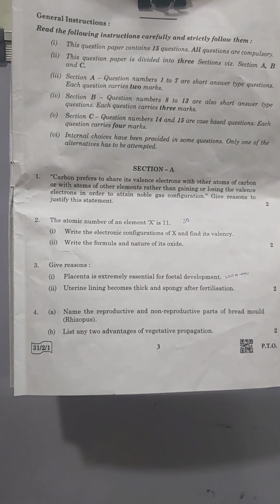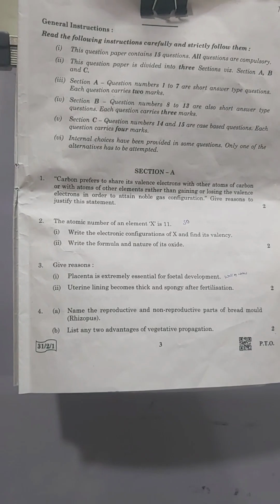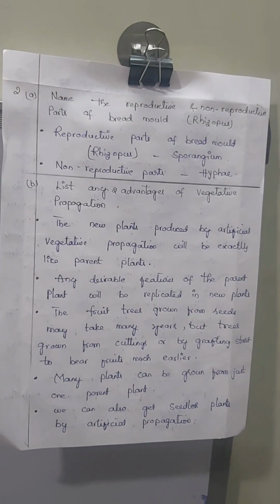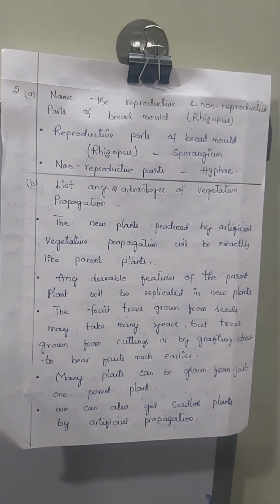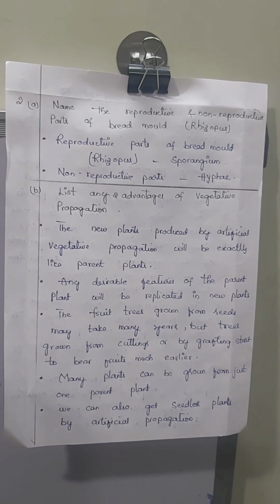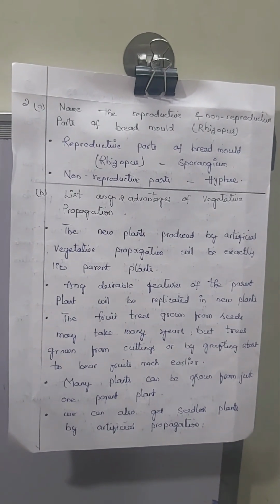One more two-part question is, name the reproductive and non-reproductive parts of bread mold, that is Rhizopus. One more is, list any two advantages of vegetative propagation. Reproductive parts of bread mold are sporangium and non-reproductive parts are called hyphae.